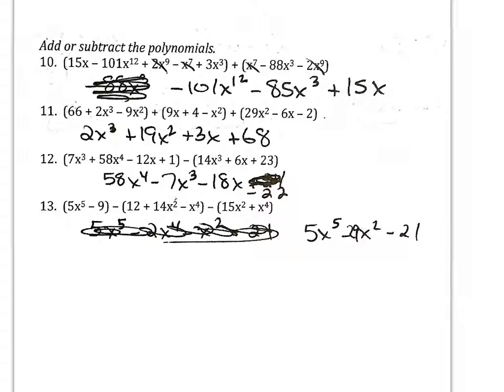10 through 13 is what we did today. I'm not going to really talk through those. You're looking for like terms. Don't forget the minus sign. It changes all the signs in your other parentheses. But just be very careful.